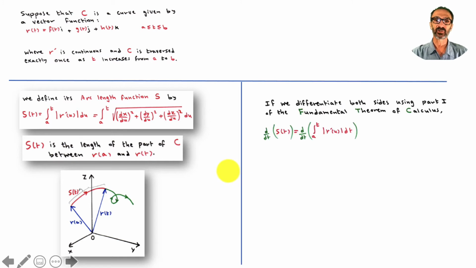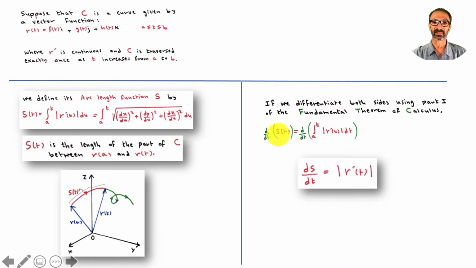If we differentiate both sides, this right here and this right here, using part 1 of the fundamental theorem of calculus, we know that integration and the derivative are opposite operations. They're going to cancel. And I end up with ds/dt is the magnitude of R prime of t.